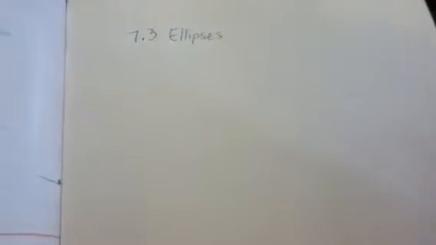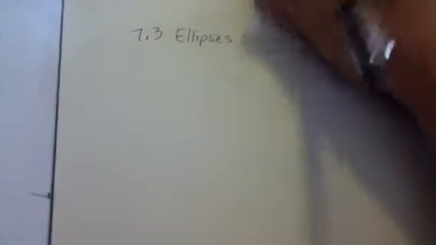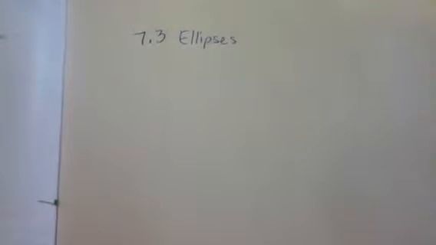Okay, today we are doing section 7.3 on ellipses. An ellipse is kind of an elongated circle. If you want to learn more about it, I actually posted a page that shows how you can draw an ellipse. Let's look at one of the basic formulas for an ellipse.